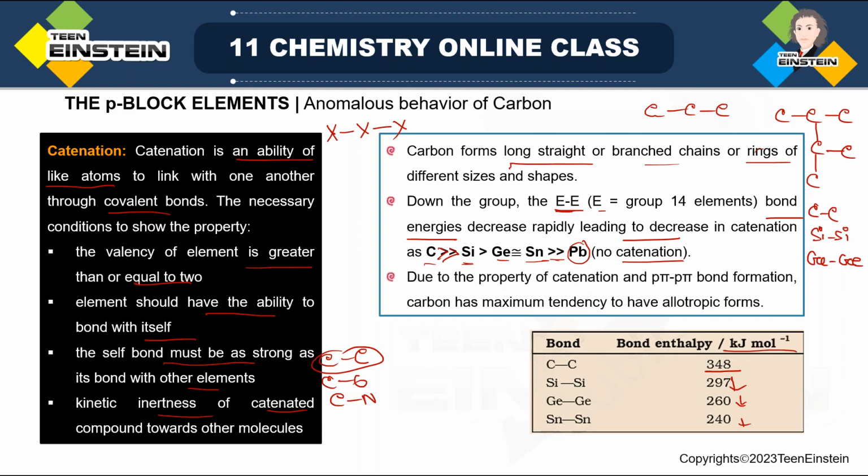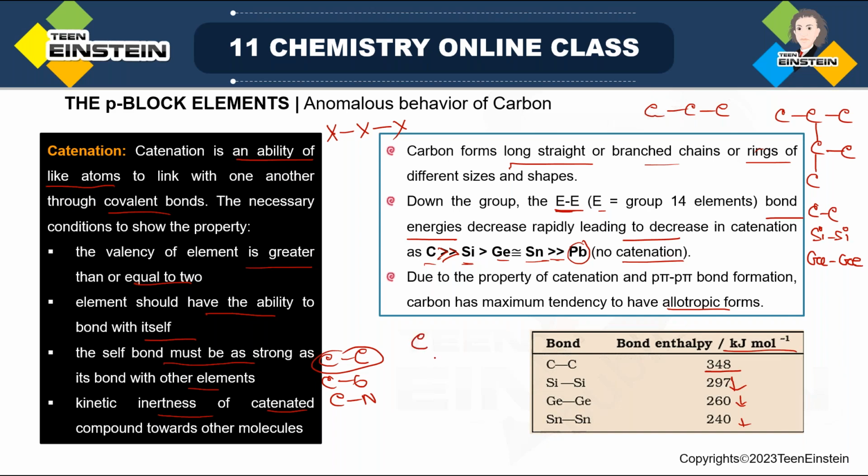Now, because of the property of catenation and pi-pi bond formation, carbon has maximum tendency to form allotropic forms. Allotropic forms we will discuss once we have finished the chemical properties. But remember, what are allotropes? Allotropes are basically different types of structure of the same element within the same physical state. What I mean by within the same physical state, just take carbon.